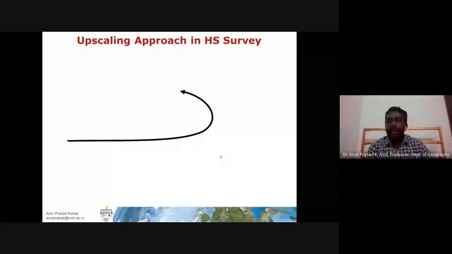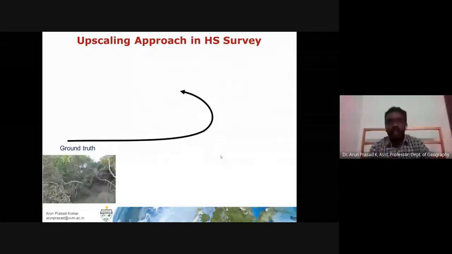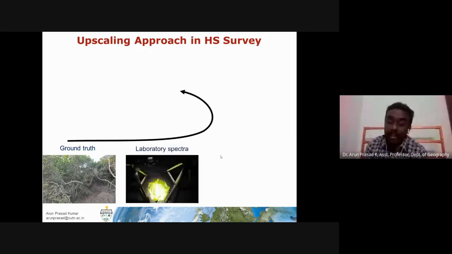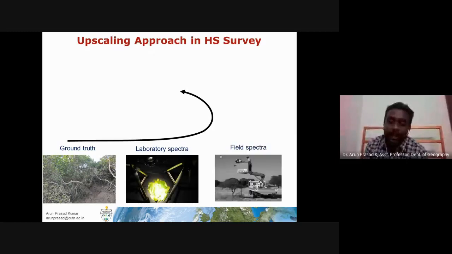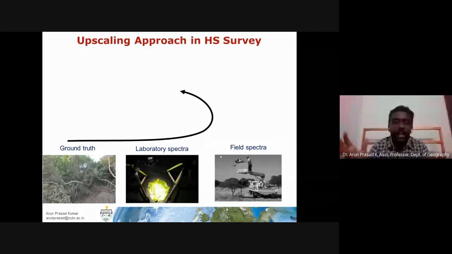So how can we approach a hyperspectral survey? We can go with the upscaling approach, starting from the ground truth. First we have to identify the different places and do the ground truth verification prior to that, because we are going to sample the location. We have to record the locations and what features are present there. Then we can do spectral sampling, stratified sampling, and go for laboratory spectra or field spectra. Field spectra means you record the spectral signature of these different objects using an imaging spectrometer or field spectrometers. You can also carry these materials to the laboratory and record the spectral signatures in a controlled environment.